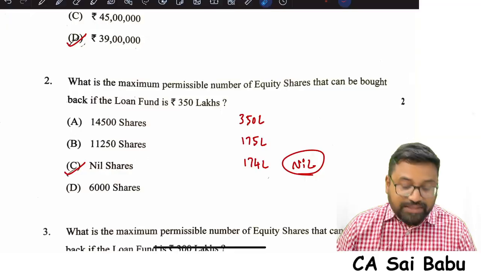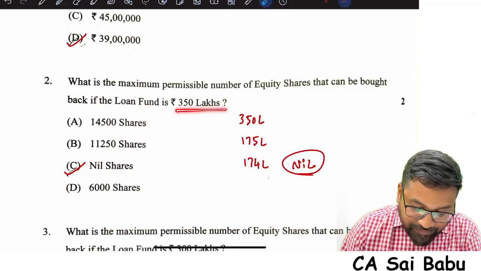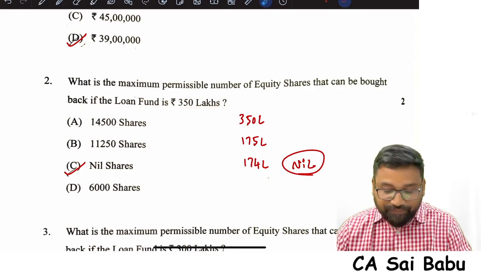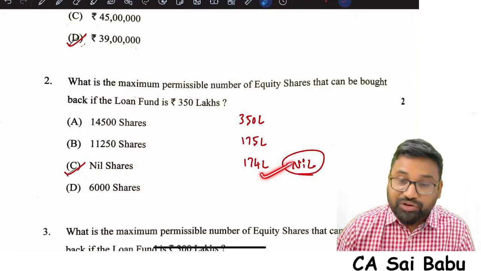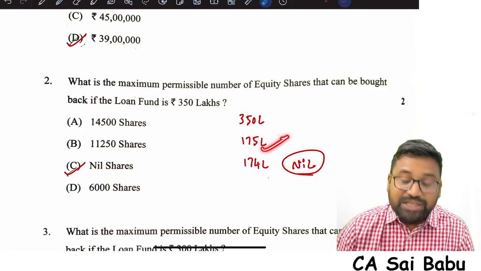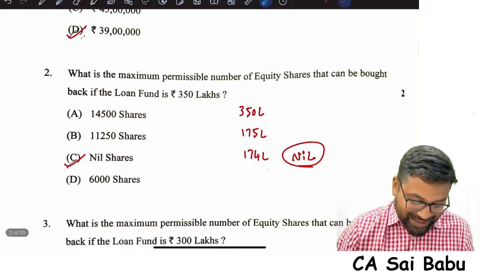Next. What is the maximum number of equity shares that can be bought back if the loan fund is 350 lakhs? See, if the loan fund is 350 lakhs, the buyback is nil because the existing equity is 174. The equity to be maintained is 175. So buyback is not permitted as per the debt equity ratio test.